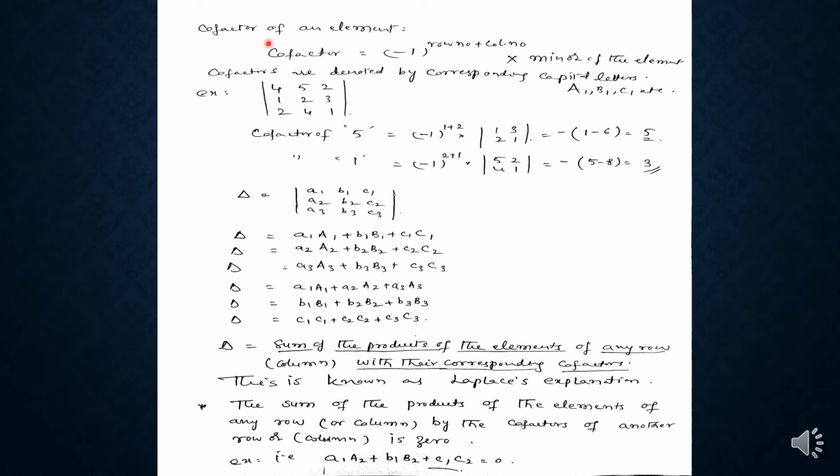So this is the cofactor. The cofactor of an element is equal to minus 1 to the power of row number plus column number, into the minor of the element. Cofactors are denoted by corresponding capital letters A1, B1, C1, etc.